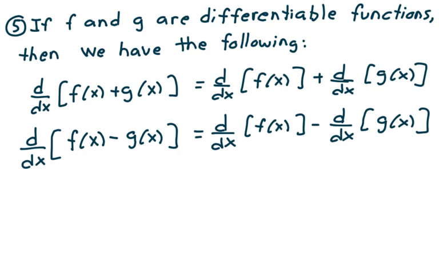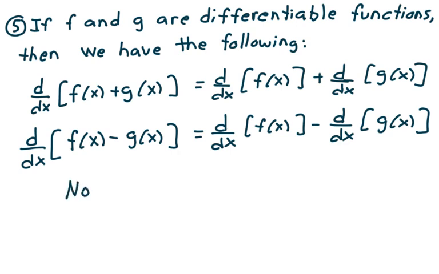Rule 5. If f and g are differentiable functions, then we have the following. The derivative of f of x plus g of x with respect to x is equal to the derivative of f of x with respect to x plus the derivative of g of x with respect to x. So in other words, we can split these up. And the derivative of f of x minus g of x with respect to x is the derivative of f of x with respect to x minus the derivative of g of x with respect to x.